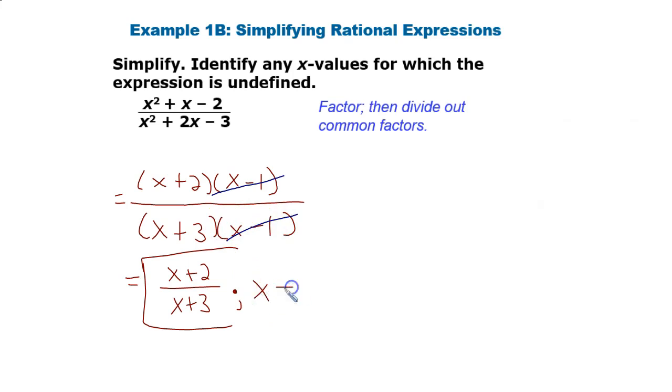So x cannot be negative 3, because negative 3 plus 3 is 0, and 0 times anything is 0, and we've got a divide by 0 error. So can't have negative 3. It also cannot be positive 1, because that would also give us a divide by 0 error at the very beginning. We'll make this a little longer there. All right, let's move on to the next question.